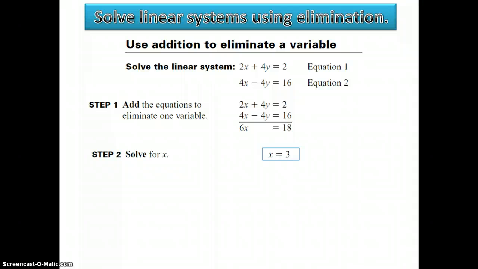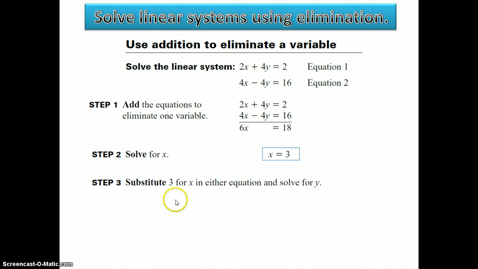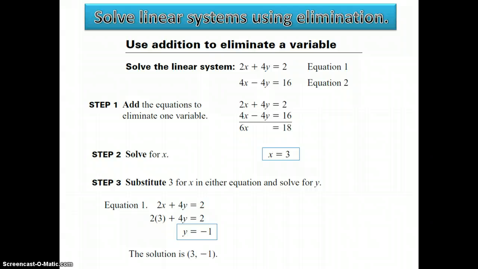Now we know that the solution is an ordered pair, so we still have to find out what y is. This is similar to what we did with substitution in solving for the second variable. We're going to take our variable that we've solved for and substitute that into either equation. I'm going to choose equation 1, and I'll put 3 in place of x. So I have 2 times 3 plus 4y is 2. Notice we're down to one variable, and we have y is negative 1. So the solution for this system is 3, negative 1.